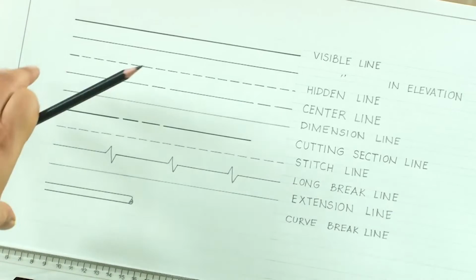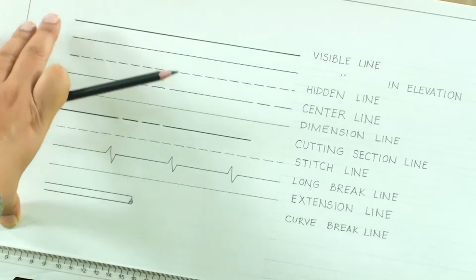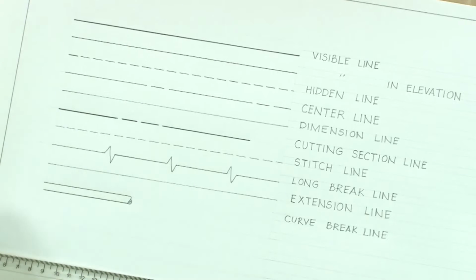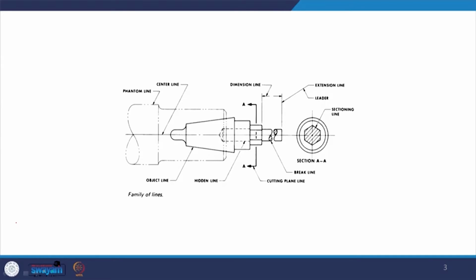So, these are some of the most common lines which we will be using. There is another one which is called the phantom line, which we will see in the object. Just consider this object which we are seeing on the screen. This is the main object in question. If you see here, this is the object line, which is a visible line. This is the darkest line here. It means that this is the visible part of the object when we are drawing it.